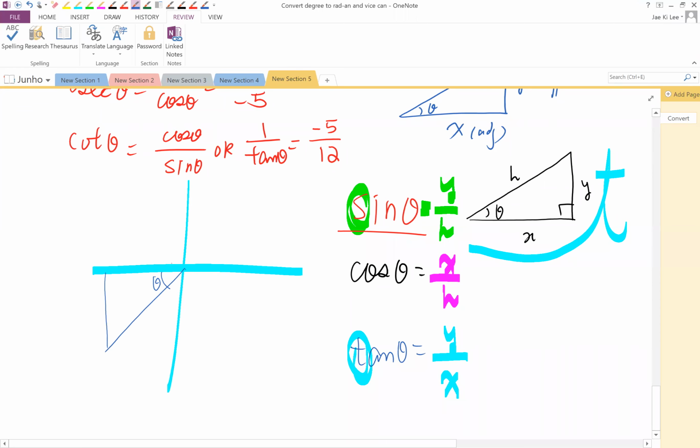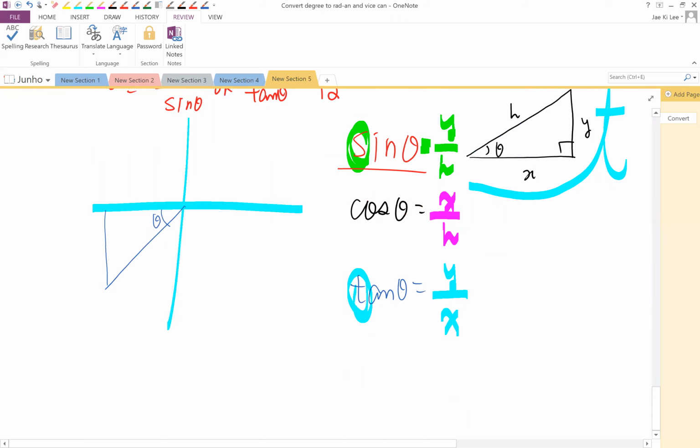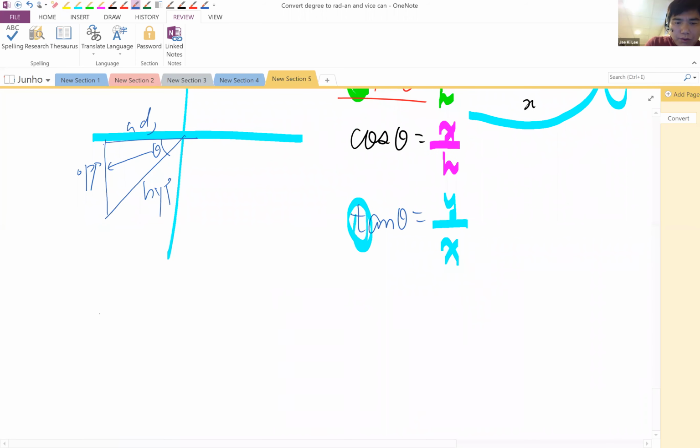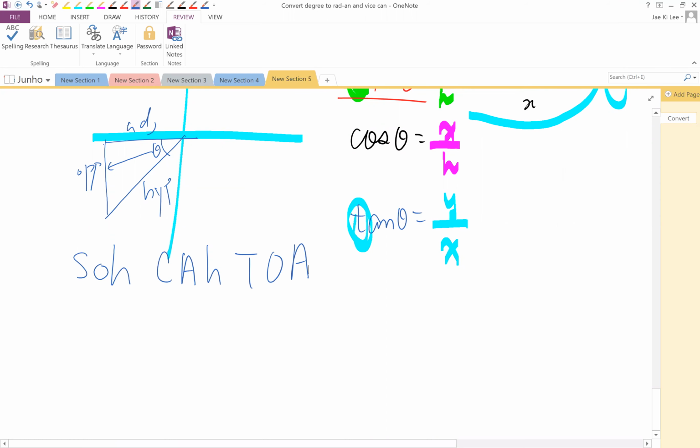Theta here, right? And now you see that this is opposite. This is adjacent here, right? And that will be hypotenuse. Make sense? Then just redraw it, and you can analyze it. Or in this case, you can just apply SOHCAHTOA. Then let's just use one example.